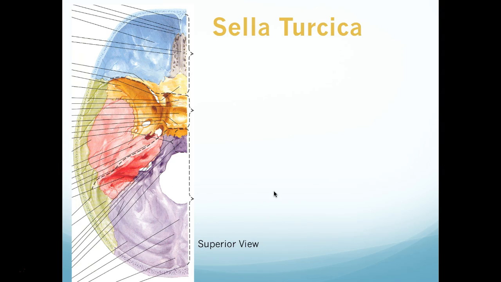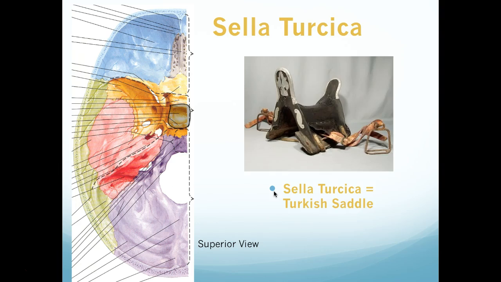This Sella Turcica, now we're looking at a superior view. So what I've done is cut off the calvaria or the skull cap so that you could see into the skull with the brain removed. And the Sella Turcica is right over here. So this region is where we are going to have the pituitary gland sit, and the shape of it is a Turkish saddle, and that's exactly what Sella Turcica means.